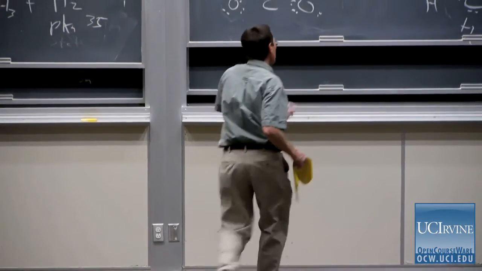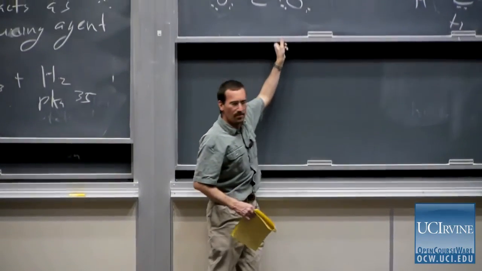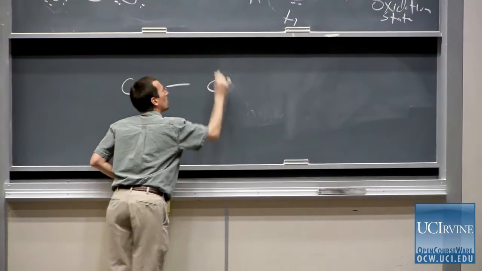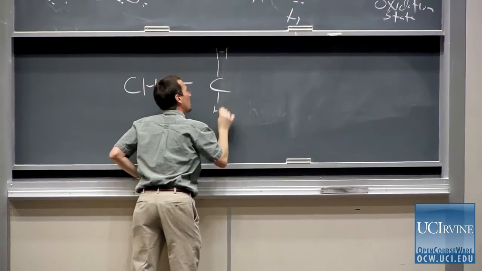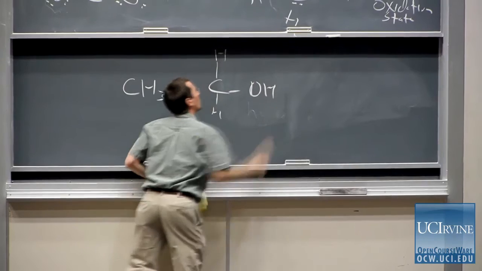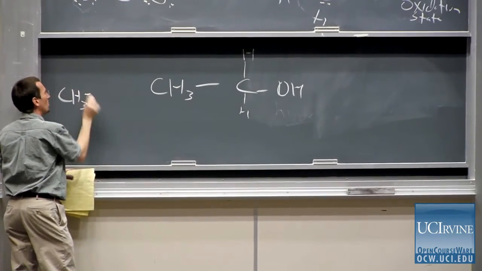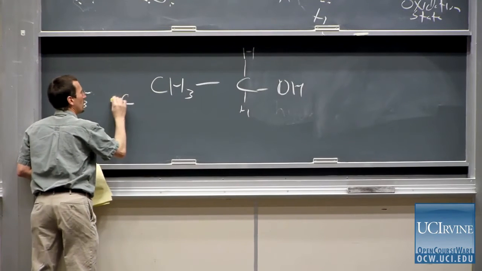Okay. And in ethanol, let's take our last example, ethanol. And we play the same game here. We'll divide up our electrons in ethanol, and for the methyl, we share and share alike.